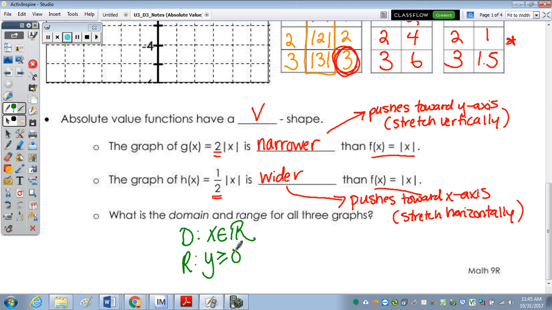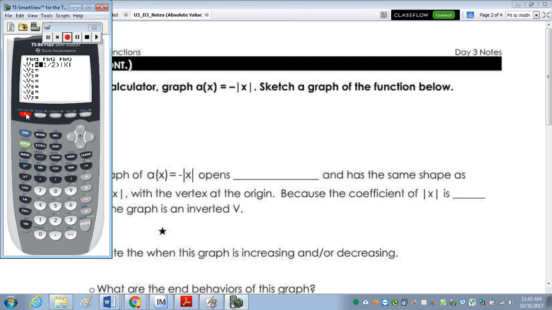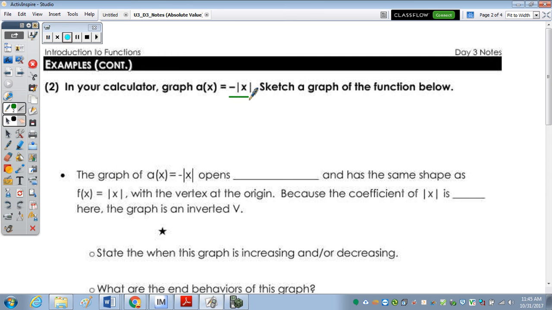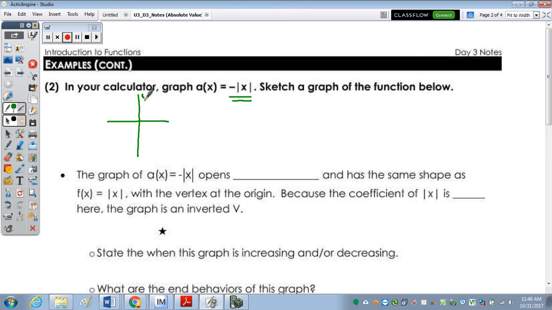In your calculator, graph a(x) equals negative absolute value of x. This is on the back. So let's go to the calculator. Y equals, clear that. And we're just going to do negative absolute value of x and see what happens. So negative, math, under the number column, absolute value of x, graph. So that V shape is still right at (0, 0) as the vertex, but it's going down.